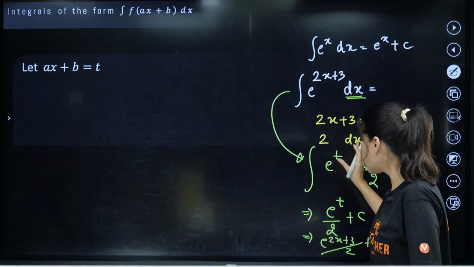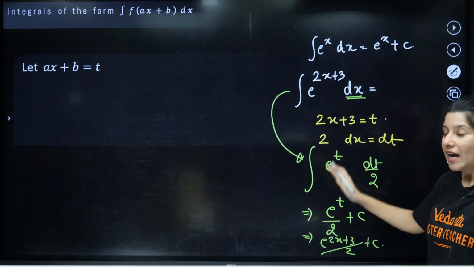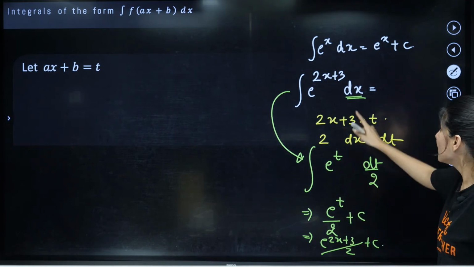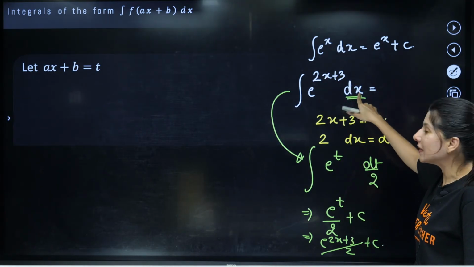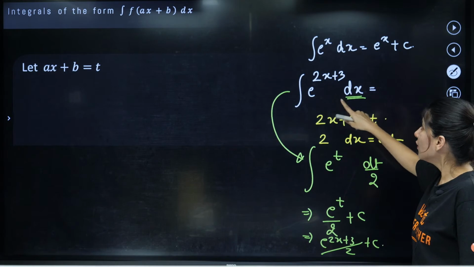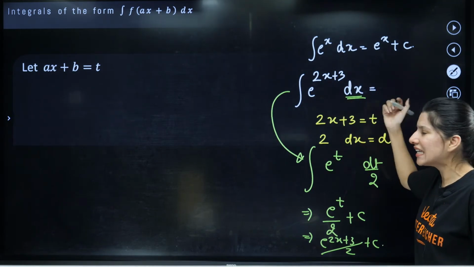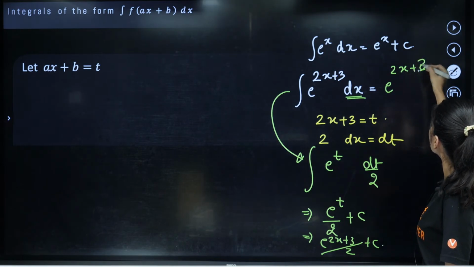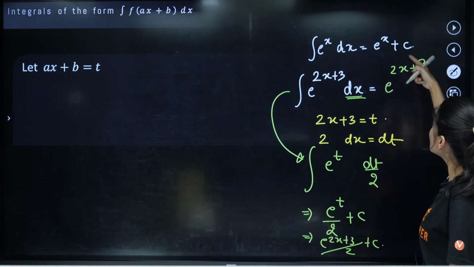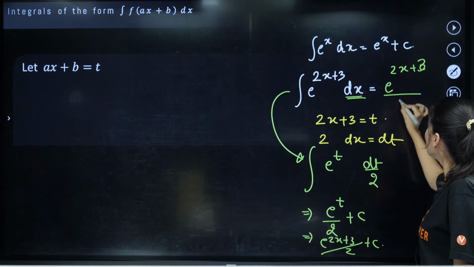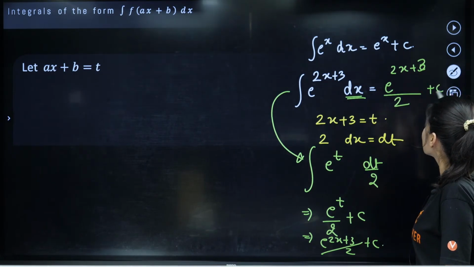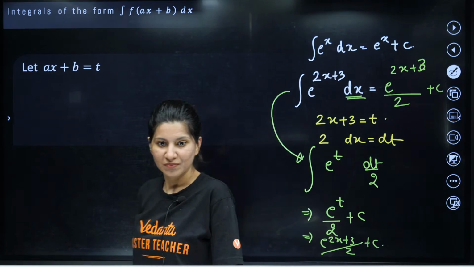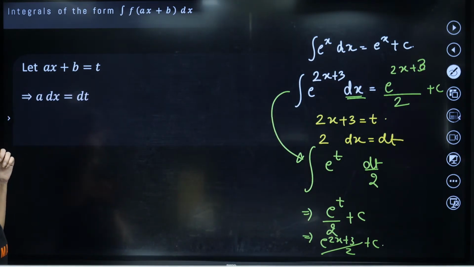So what is the shortcut? Every time you don't have to do it in full. So you just remember the integral of e raised to power 2x plus 3 dx, shortcut direct. Ma'am, e raised to power anything, the integration is the same. And you have to differentiate 2x plus 3 and put it in the denominator, plus constant. That's how it is done.